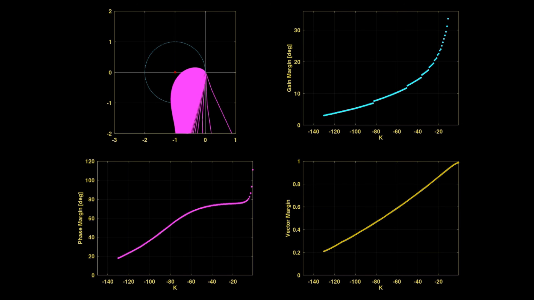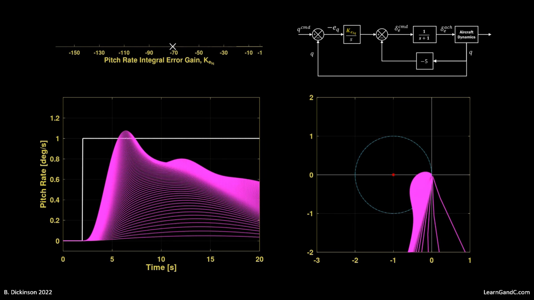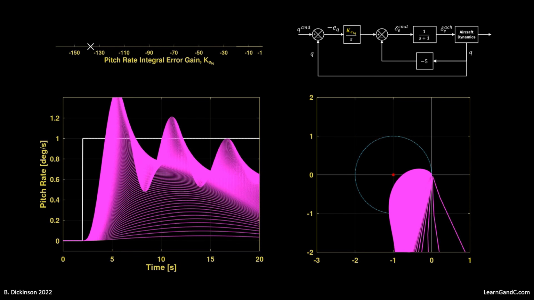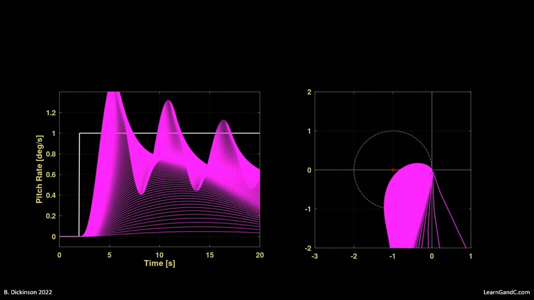So as the integral error gain becomes more negative, greater control effort is being applied, consistent with greater control performance. But this is occurring while the robustness consistently decreases. This performance-robustness trade-off is most apparent when looking at the step response side by side with the Nyquist diagram. As tracking performance increases, the robustness decreases, but the transient response leaves much to be desired. In fact, this closed-loop step response looks absolutely terrible.